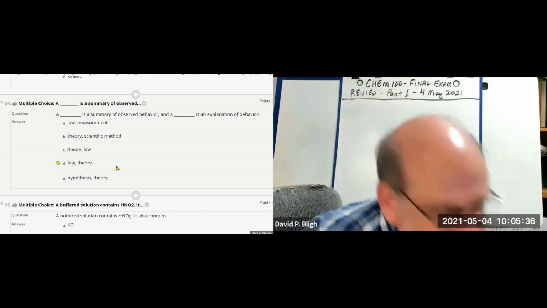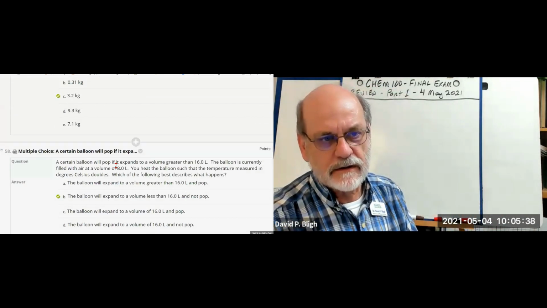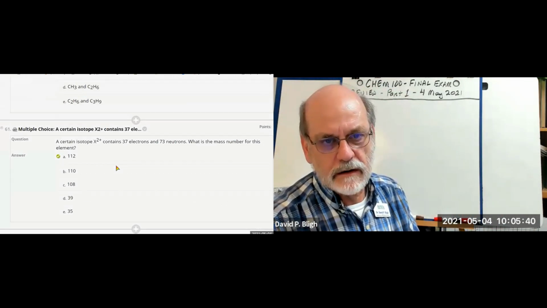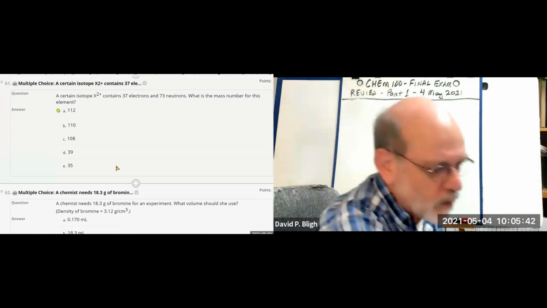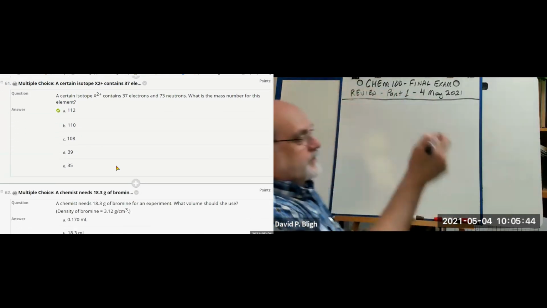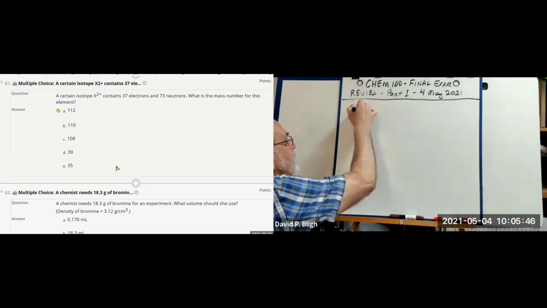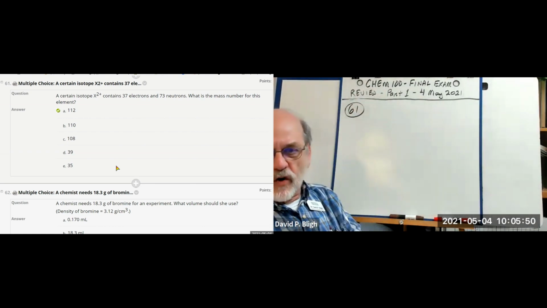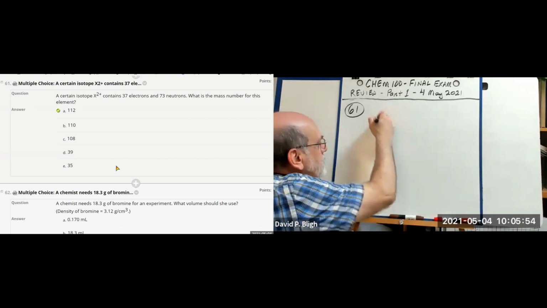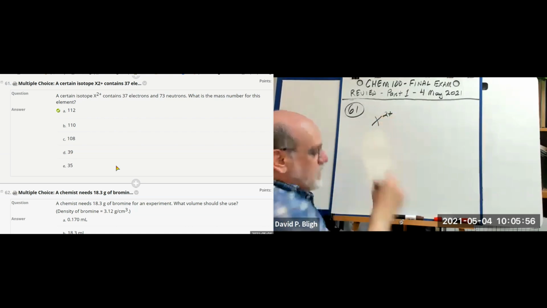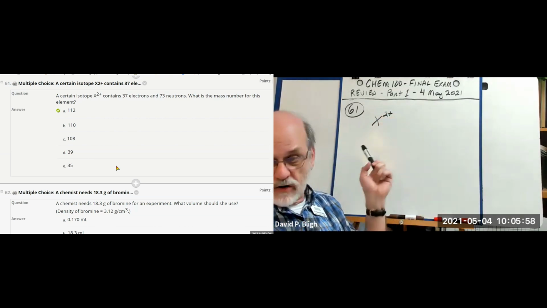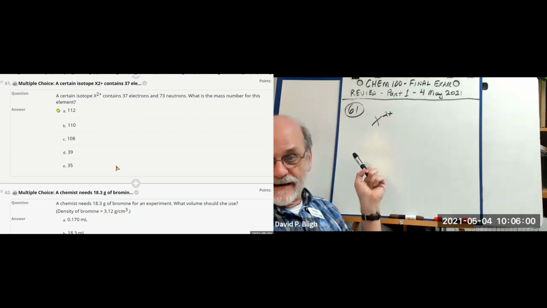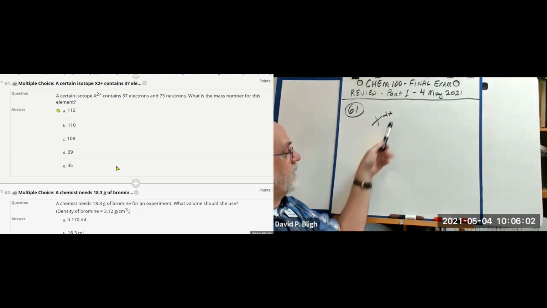Okay, 61's next on my list. The hit parade. 61. Okay, I'll write this one up here. Okay, a certain isotope, X, with a 2 plus charge. Okay, remember the positions around the symbol. That's charge, that's number of atoms.